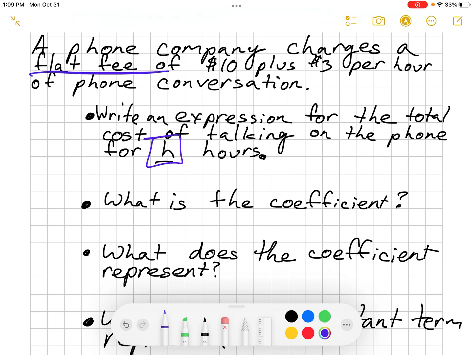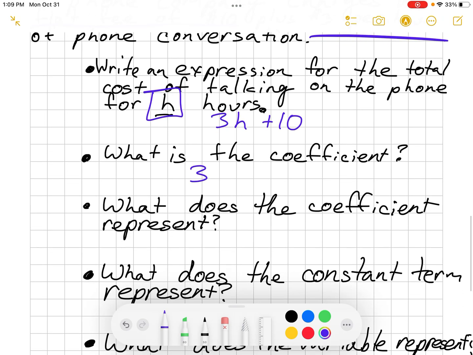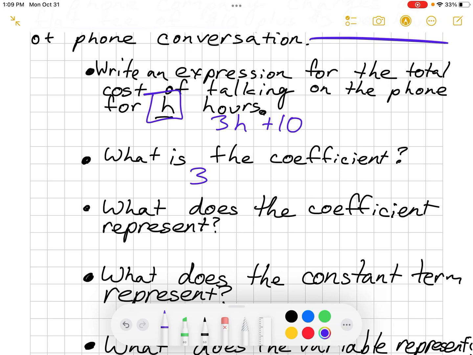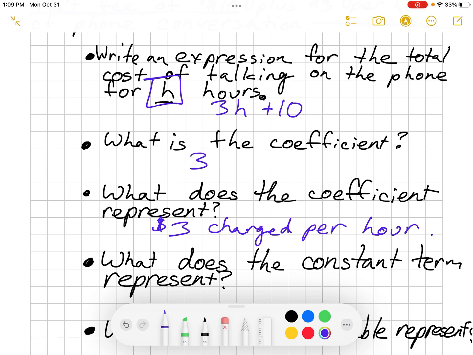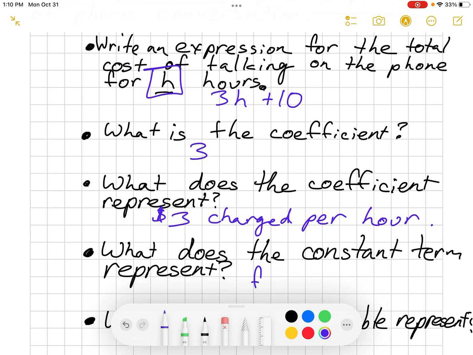The phone company charges a flat fee of $10 plus $3 per hour. And that's going to be our expression. So the coefficient is 3. The coefficient represents the $3 charged per hour. And the constant term, that represents the flat rate fee, right? Fee of $10.